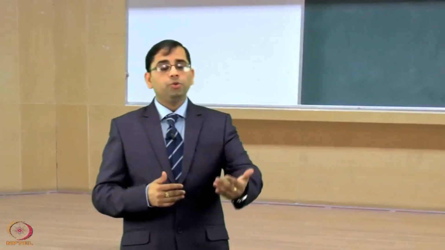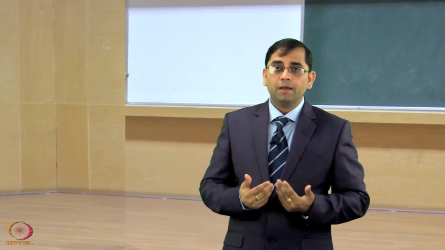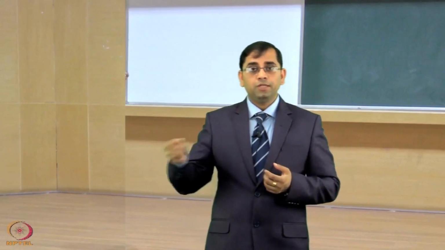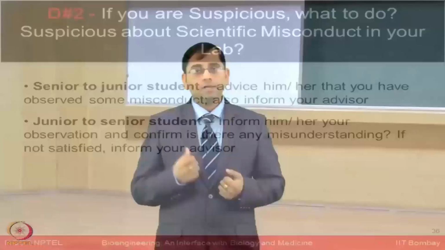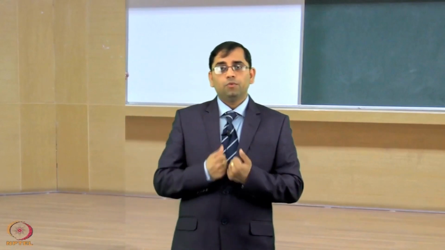It is important that you talk to your senior and say that the way this particular result is being shown is not correct, and this is my understanding, please correct me if I am wrong. And if you are a senior and a junior student comes to the lab, and you find that the junior is making mistakes, doing suspicious things, changing data, changing gel images just for the publication's sake, then it is your responsibility to inform your seniors, your PI, the professor, that something suspicious is happening, and let them decide what to be done.